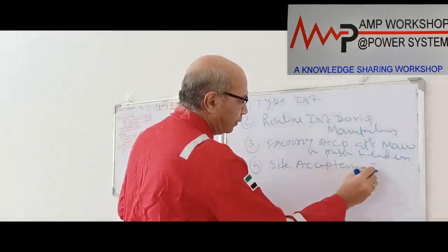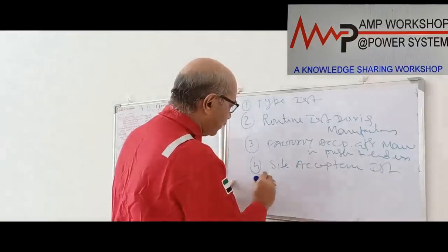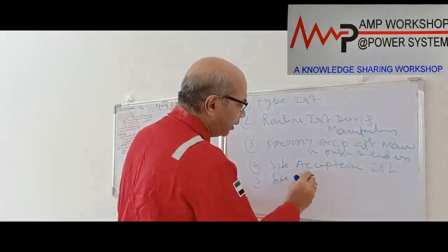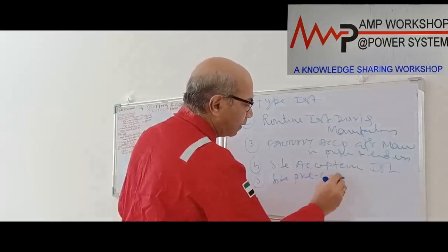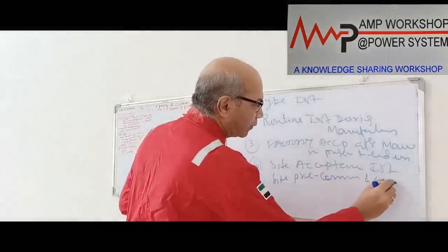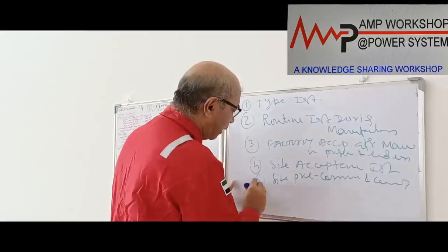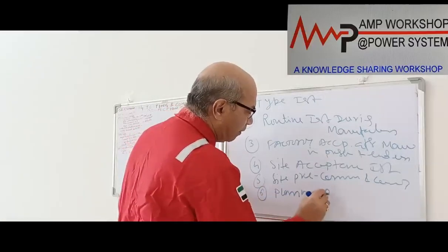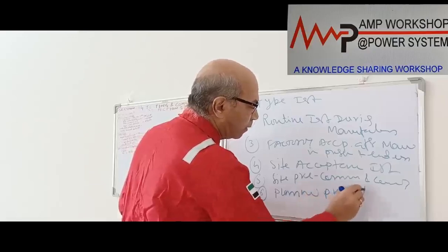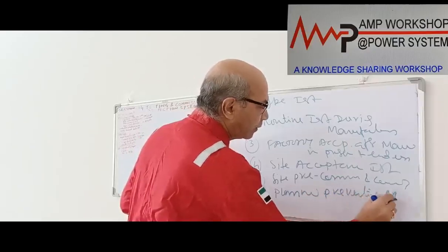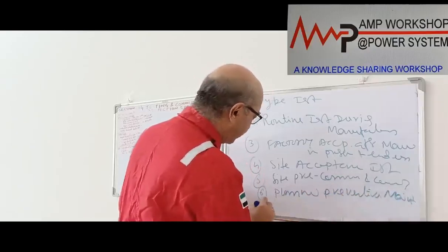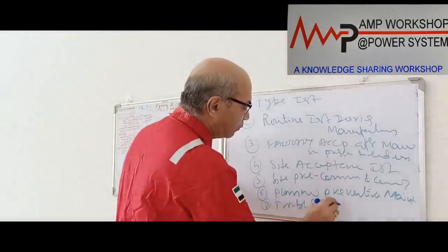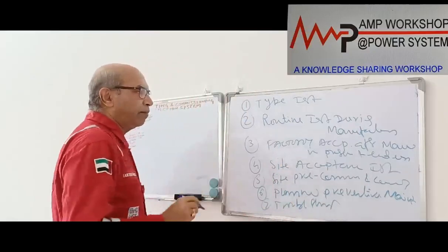Then number five is the site pre-commissioning and commissioning test. Number six is the plant preventive maintenance test. And seven is troubleshooting. These are the various things we can do under the testing and commissioning of the protection.